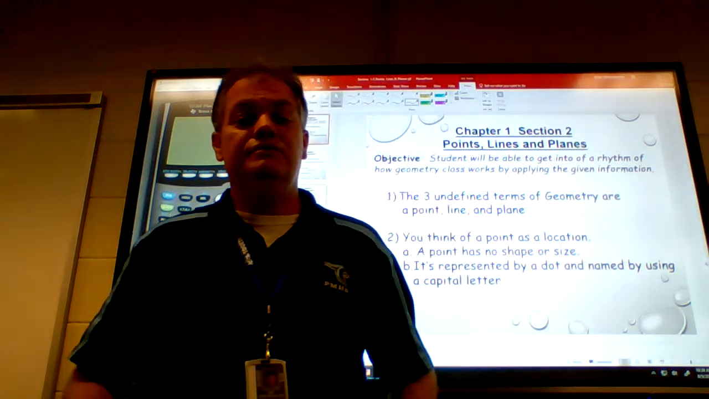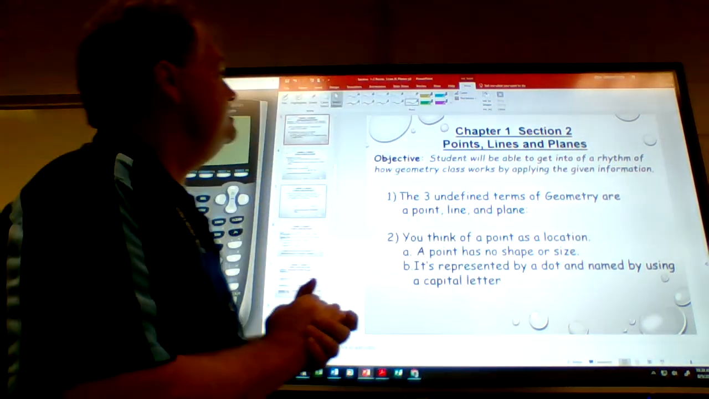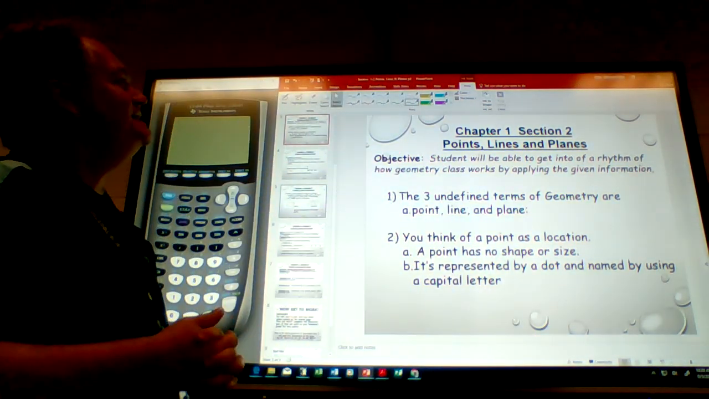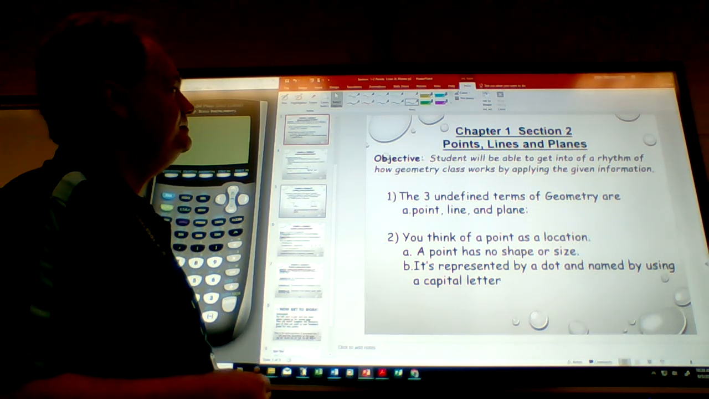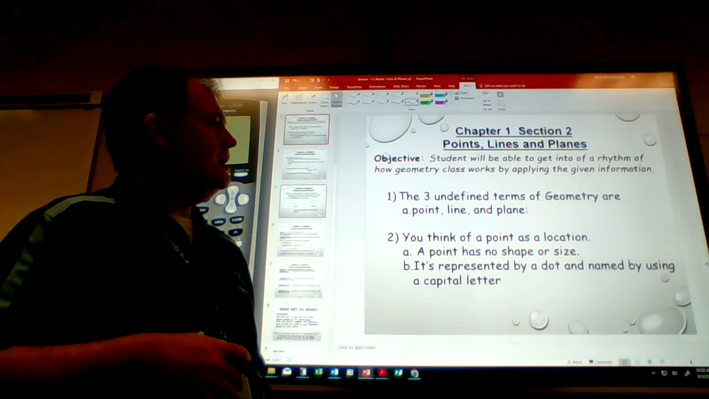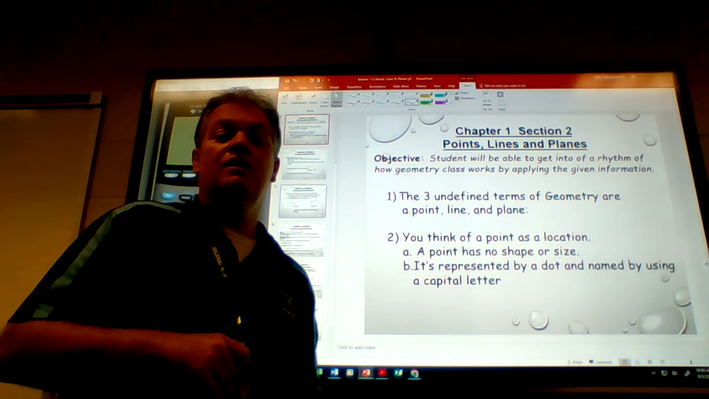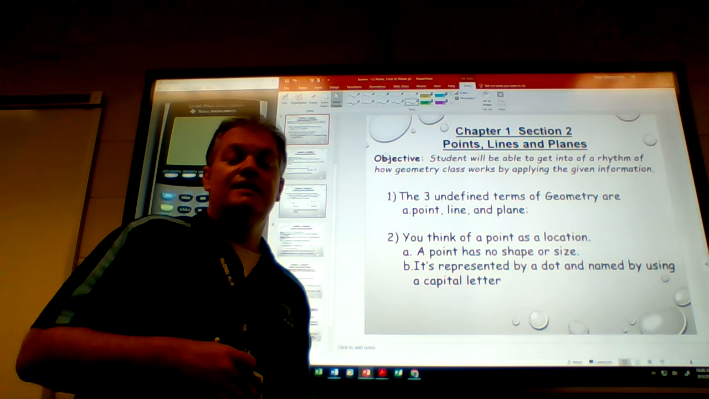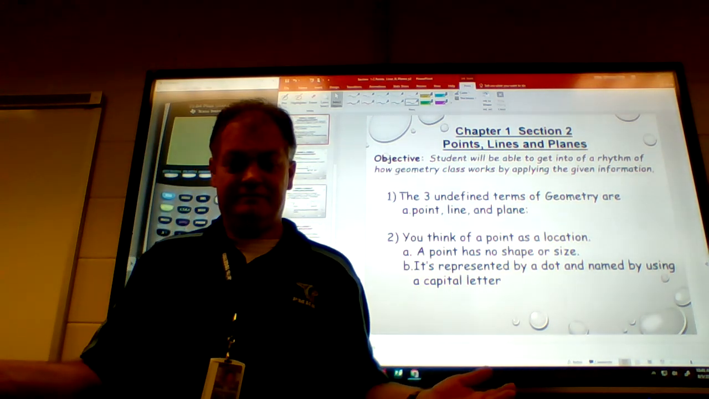Okay, let's go to part two. Part two of the lesson is the point, the line, and the plane. All right, so the three undefined terms of geometry are the point, the line, and the plane. Without those three, you don't have geometry.